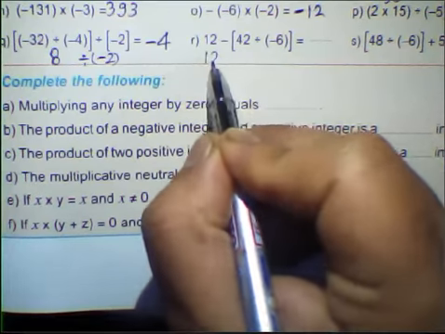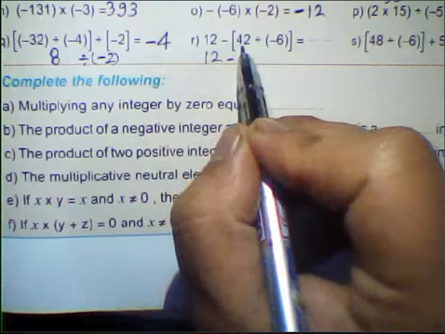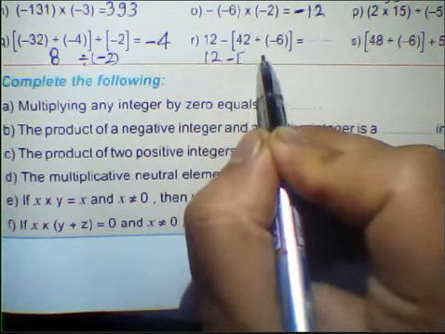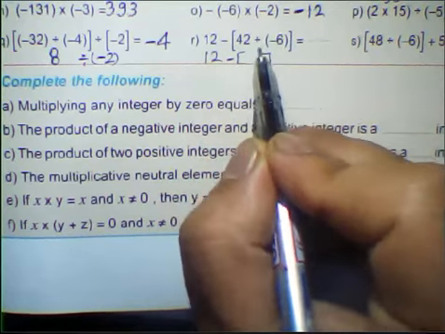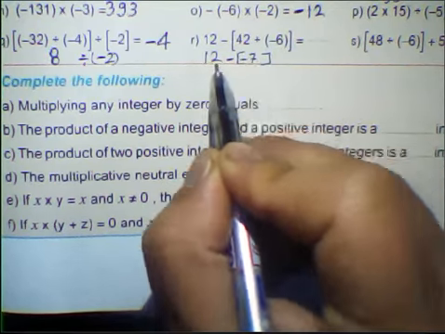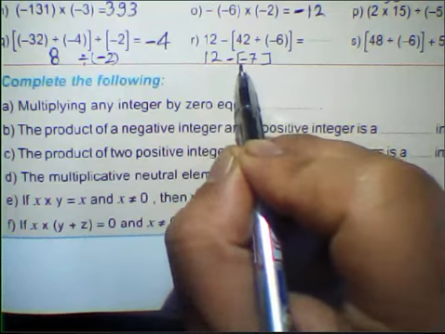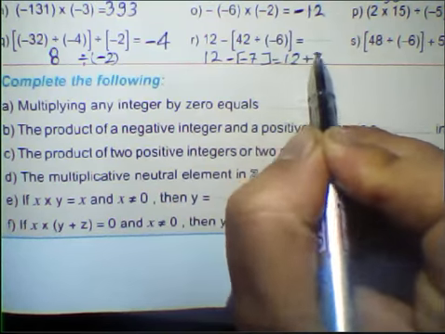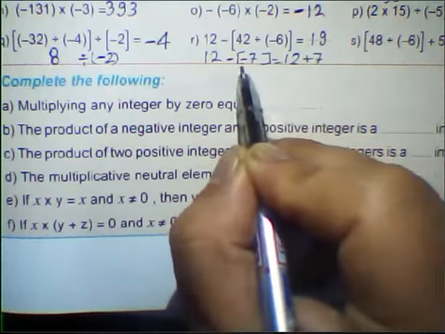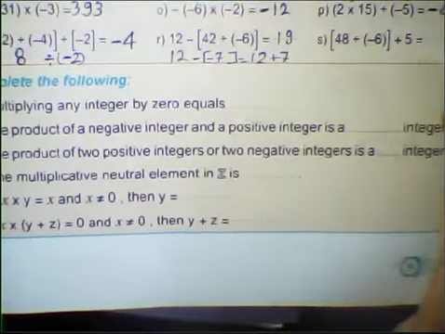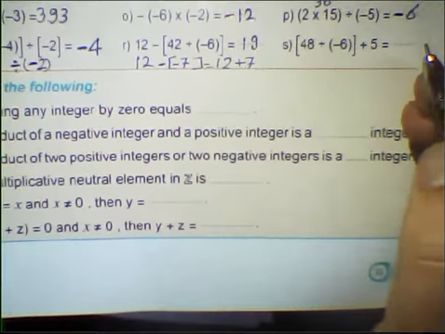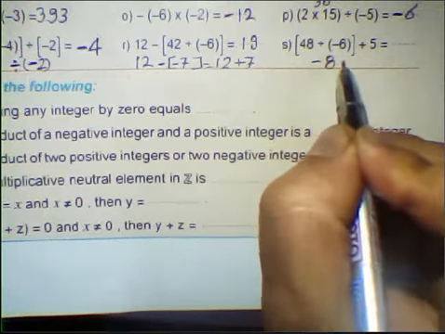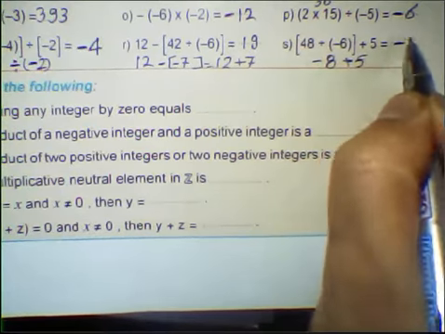12 subtract 42 divided by negative 6. 42 divided by negative 6 equals negative 7. So 12 subtract negative 7, the result will be 12 plus 7. The result will be 19, because negative multiplied by negative equals positive. It's okay. 48 divided by negative 6 equals negative 8. Negative 8 plus 5 equals negative 3.